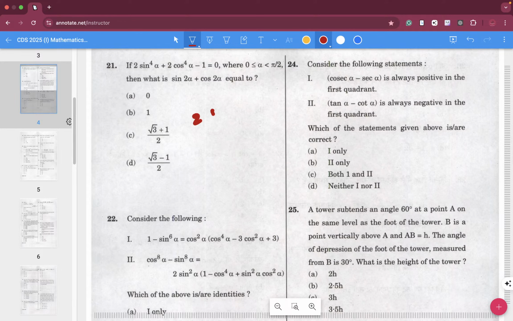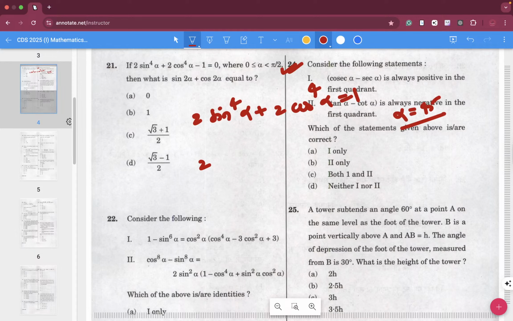It says 2 times sine raised to the power 4 alpha plus 2 cos raised to the power 4 alpha is equal to 1. I'm taking 1 over here on this side, right? Just the application of common sense will tell you what the value of alpha is over here. If you put the value of alpha as 45, how does it work out?